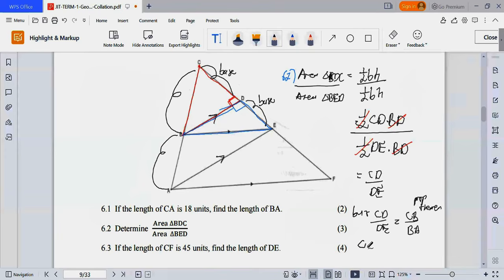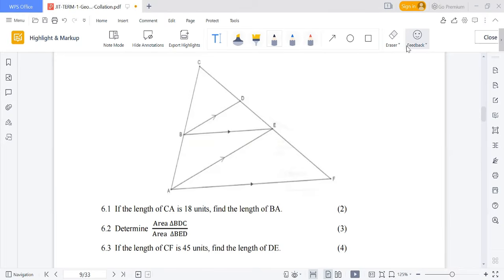So now the value of CD over DE, or rather the value for area of triangle BDC over area of triangle BED is, so remember here we had 5K and then here we had 4K. So if we do that, 5 divided by 4, so that's 5 over 4. That becomes our ratio. So for 6.2, you have it like that. CD over DE is 5 over 4. So that's the ratio of the area of triangle BDC over the area of triangle BED. So nice.